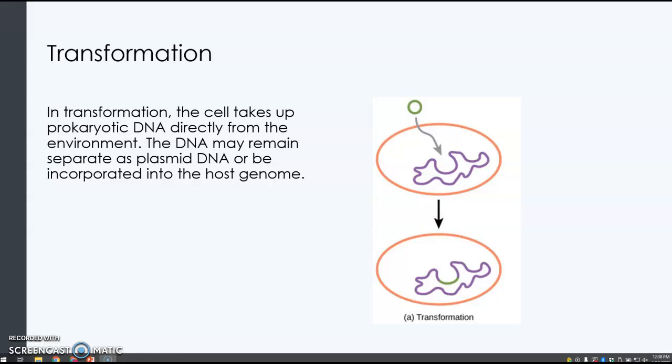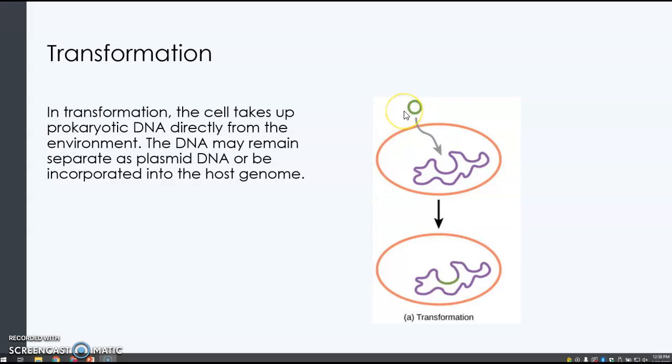However, there are 3 ways that there can be some genetic variation introduced into new bacteria, and the 3 ways are transformation, transduction, and conjugation. So first we'll look at the process of transformation. In transformation, the cell takes up prokaryotic DNA directly from the environment.